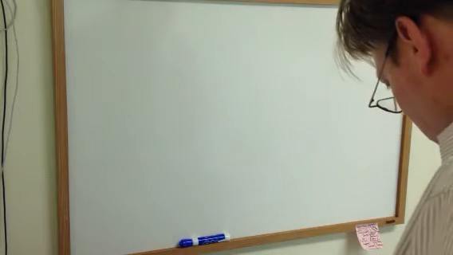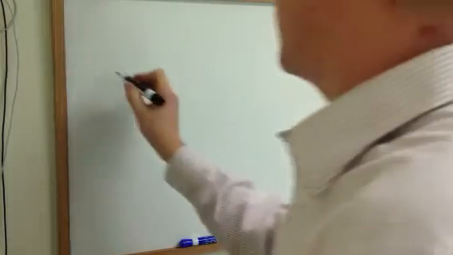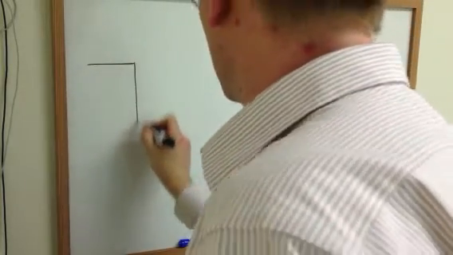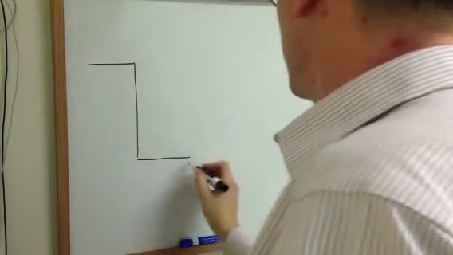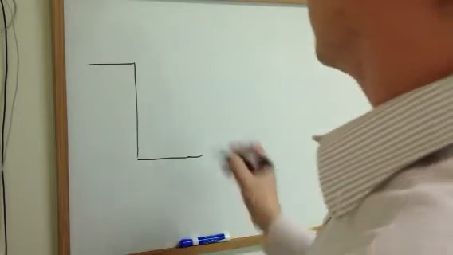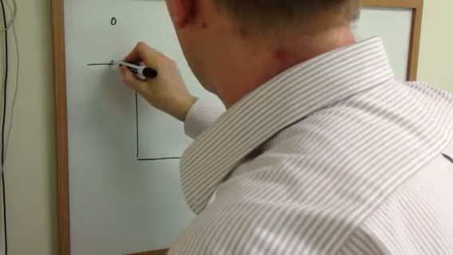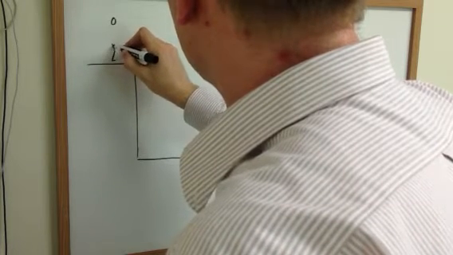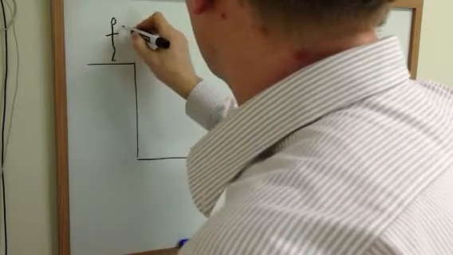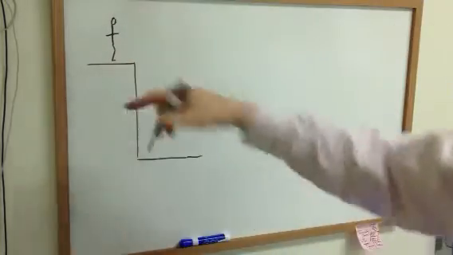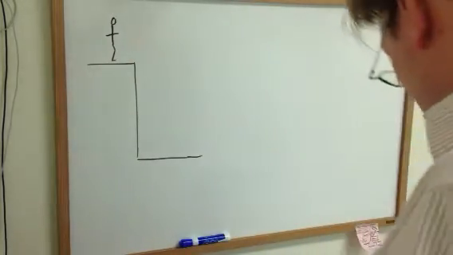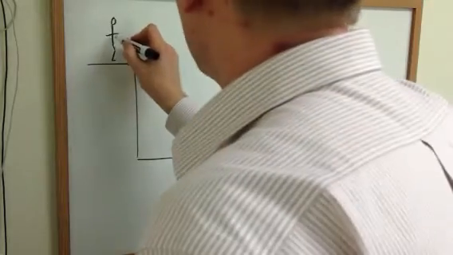This question talks about a man on a ledge jumping down to the ground. So there's the ledge. Here's a bad stick diagram of a man with his legs almost straight, which is typical of physicists.